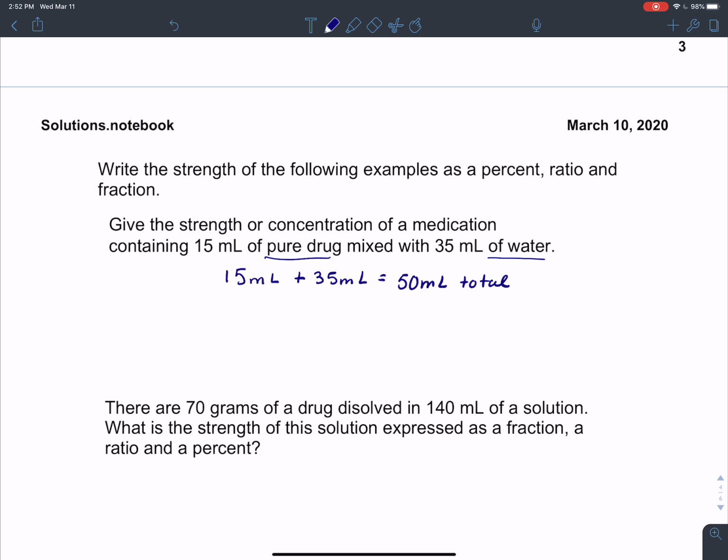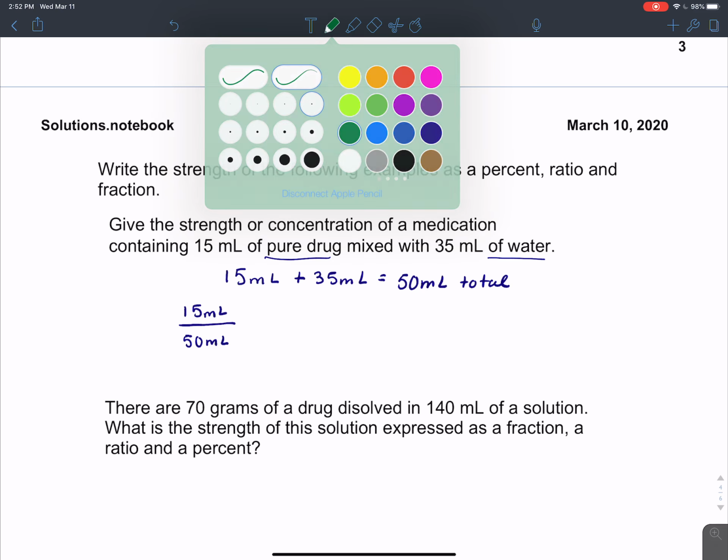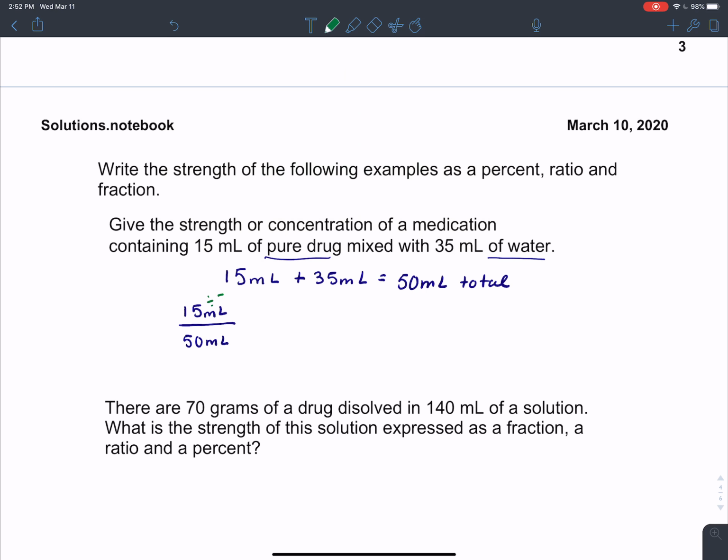Once we have that, we can write our fractions, ratio, and percents. I always do the amount of the drug, so 15 milliliters, over the total solution, which would be 50 milliliters. But we can simplify this. Both numbers can be divided by 5. If we do that, we end up with 3/10. So 3 milliliters to 10 milliliters as our fraction.